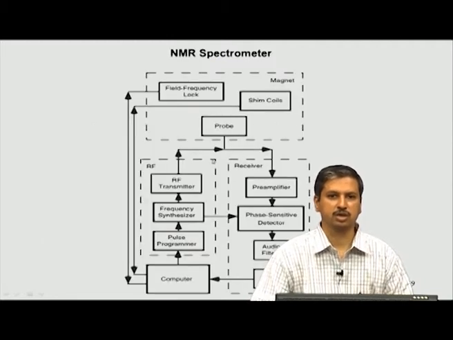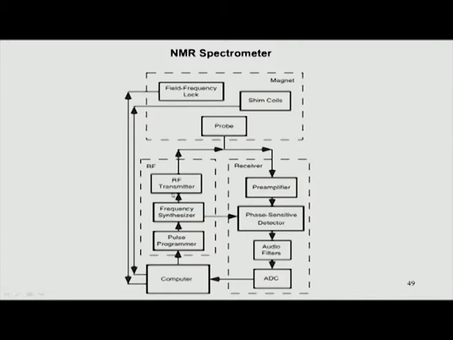This is the schematic of the console which I mentioned, which contains the hardware, the electronics part. You can see there are different components. We will not be able to go into detail for each and every component, but the major three things we will look at today are what is called a lock system, the shim coils, and a probe. So, let us look at the probe first.